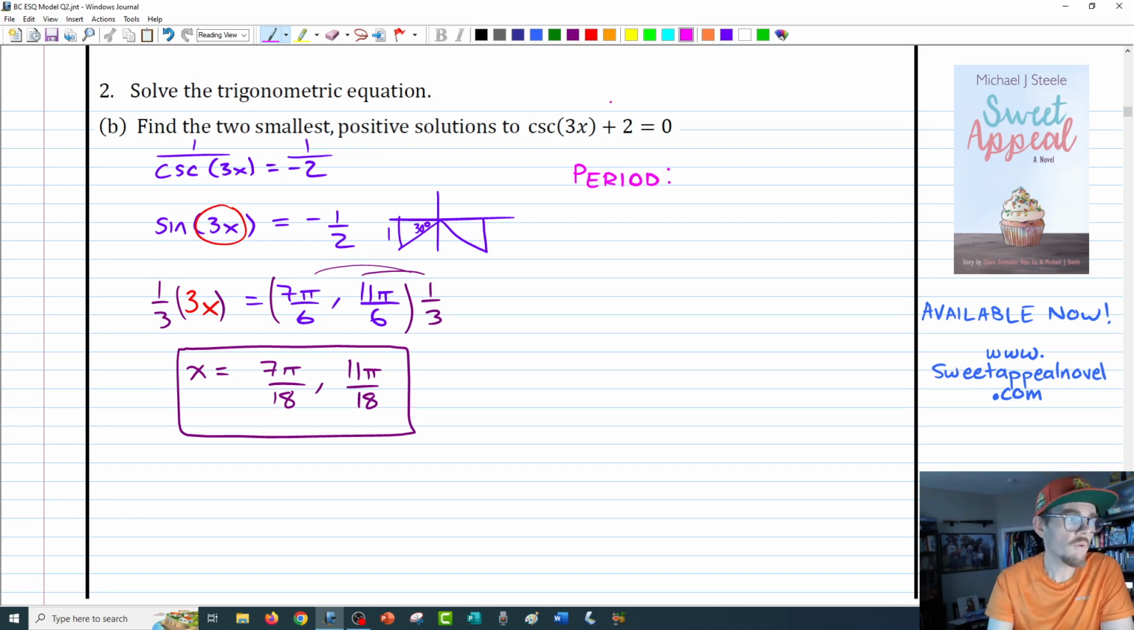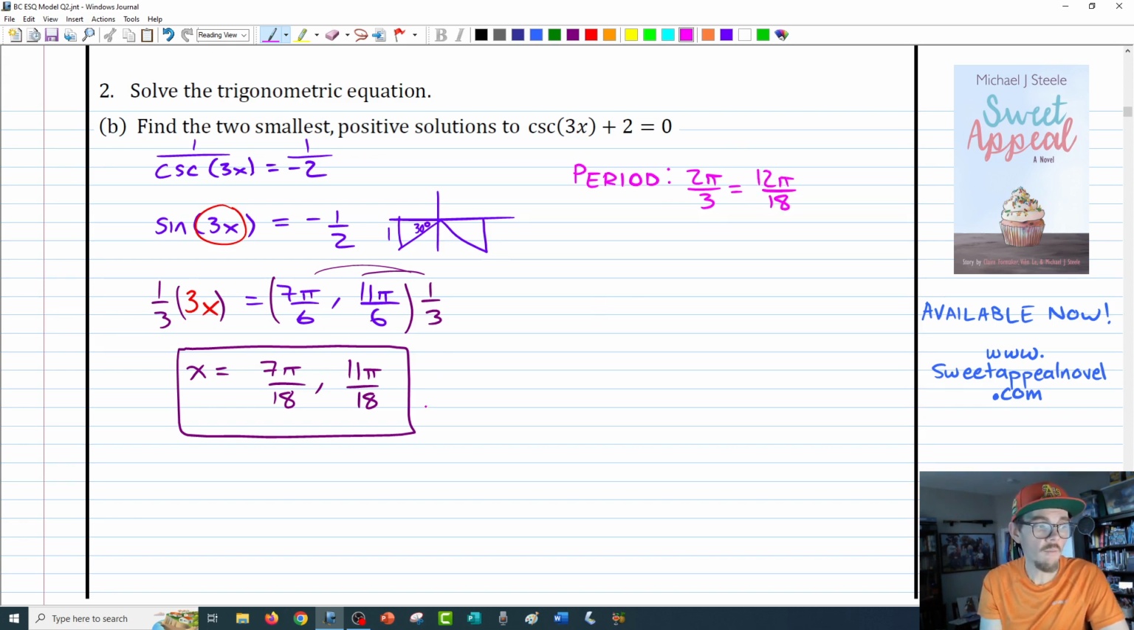To find those other ones, we could calculate the period of this function. So for trig functions, except for tangent and cotangent, our period is 2 pi over b, and our b in this case was 3. And if we wanted to go a little bit further to find the others, we could use a common denominator to write this instead as 12 pi over 18.